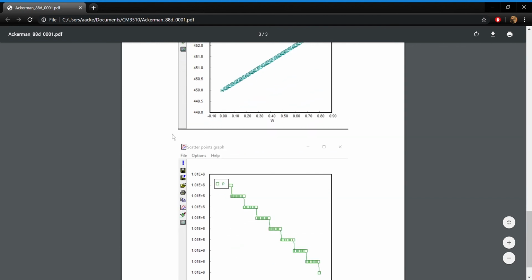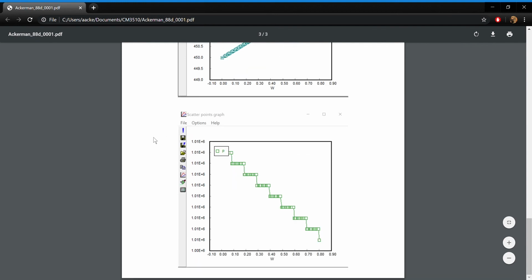And lastly, we were asked to graph the pressure across the length of the reactor, and this looks more like a step function as it goes across the length of the reactor. And that is all.